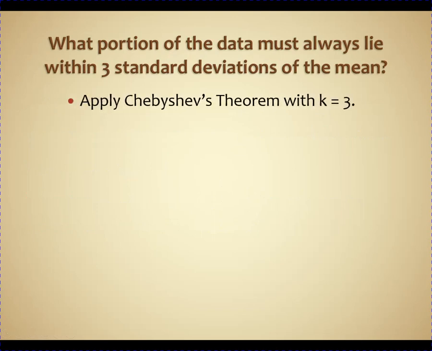What proportion of the data must always lie within 3 standard deviations of the mean? Well, to apply Chebyshev's theorem with k equals 3, we have 1 minus 1 over k squared. We're just going to have 1 minus 1 over 3 squared, because that's the k that we're speaking of. And then that's 1 minus 1/9, which is 8/9 of our data within those standard deviations.